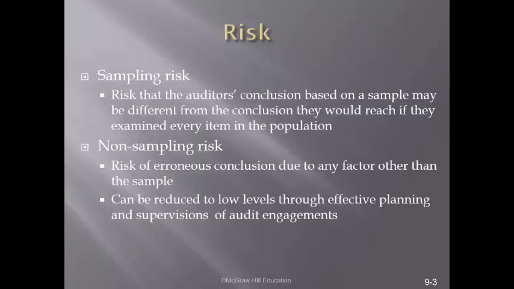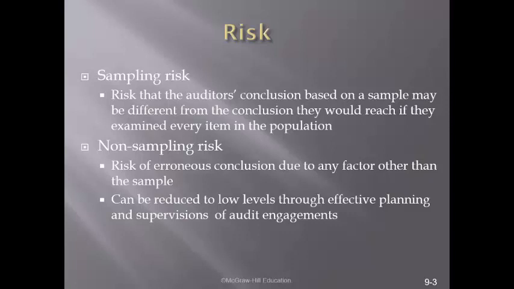Basic to audit sampling is sampling risk, which is the risk that the auditor's conclusion based on a sample might be different from the conclusion they would make if they examined every item in the entire population. Sampling risk is reduced by increasing the size of the sample, but auditing large samples or the entire population is costly.